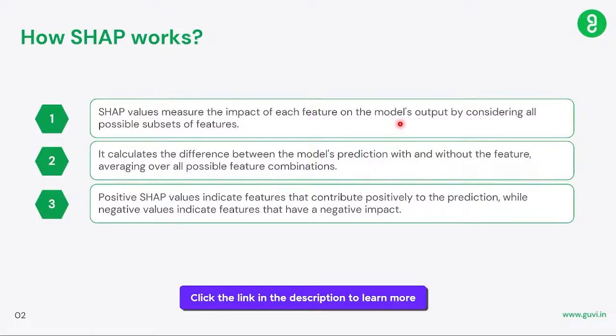So, in summary, SHAP works by measuring the impact of each feature on the model's output, considering all possible subsets of features. Positive SHAP values indicate features that contribute positively to the prediction, while negative values indicate features that have a negative impact, providing valuable insights into the model behavior and feature importance.